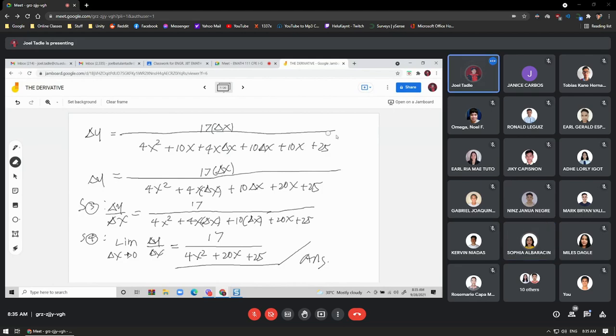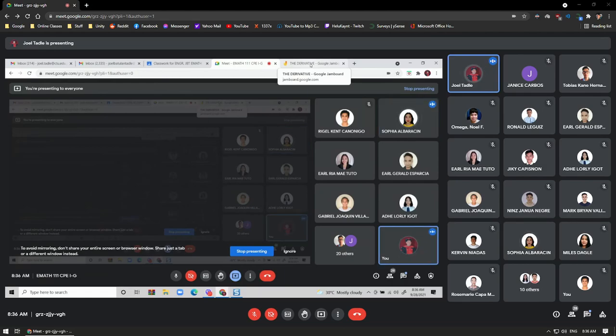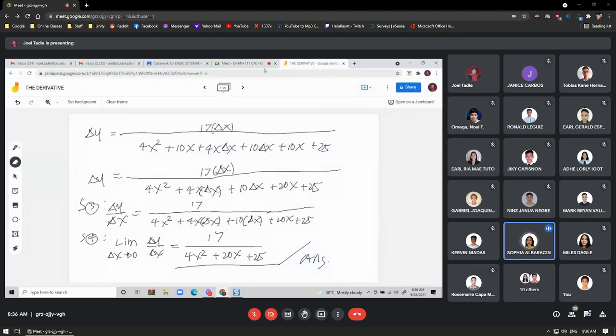Then over the denominator. Oh, someone is swimming there, Gabriel. Sophia, please unmute your mic, Sophia. Okay, someone is swimming there. What? Where? Crazy.